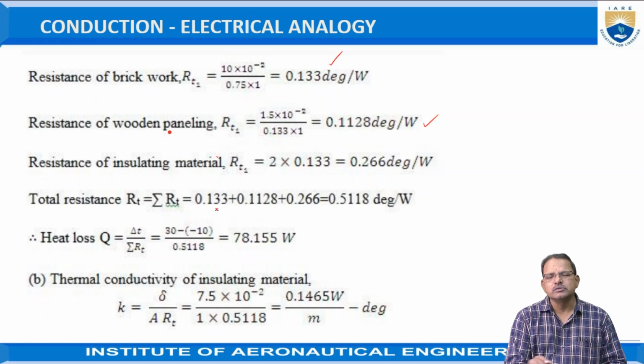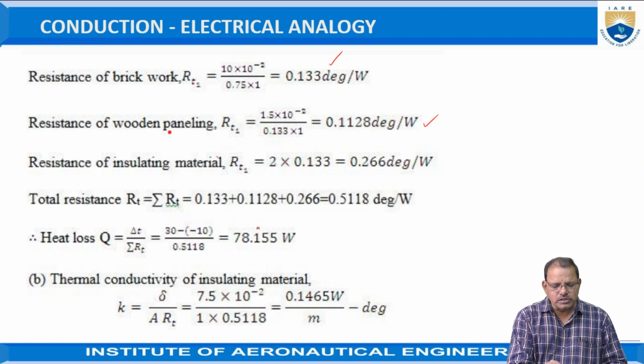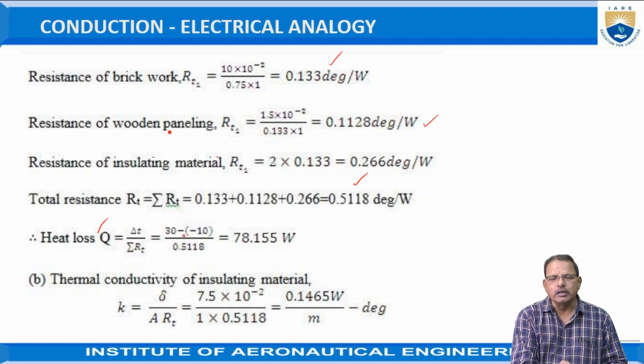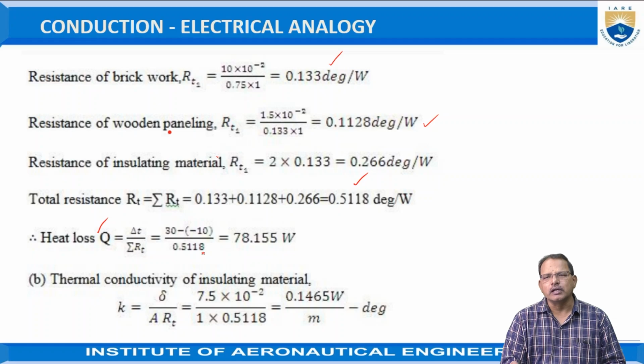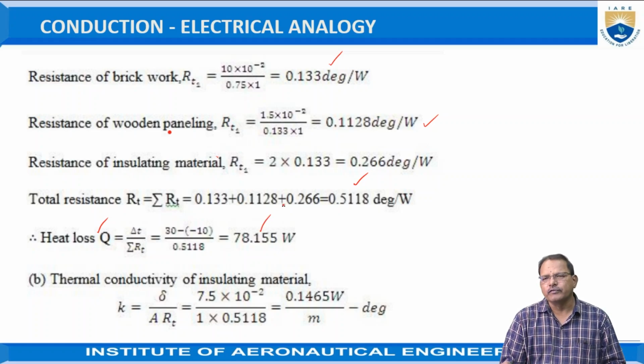The total resistance is the sum of the resistances offered by the brick, wooden paneling, as well as the insulating material, which is equal to 0.5118 degree per watt. So the heat loss is equal to the change in temperature divided by the thermal resistance, which is 30 minus minus 10, that is 40, divided by 0.5118, which is equal to 78.115 watts.